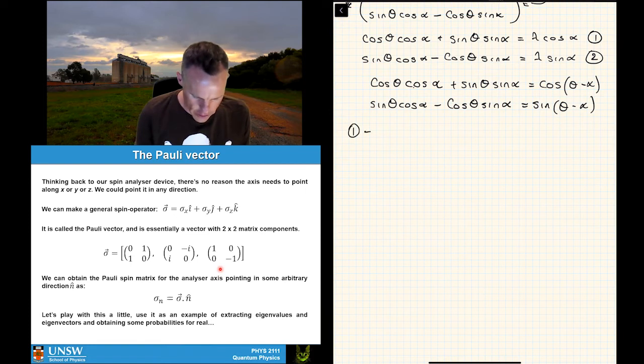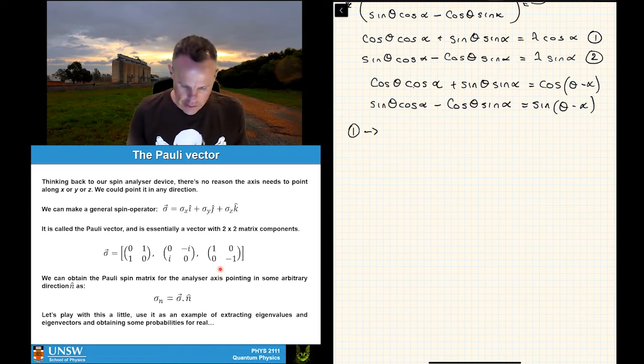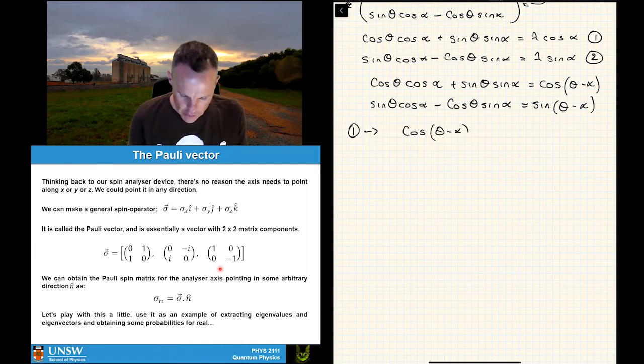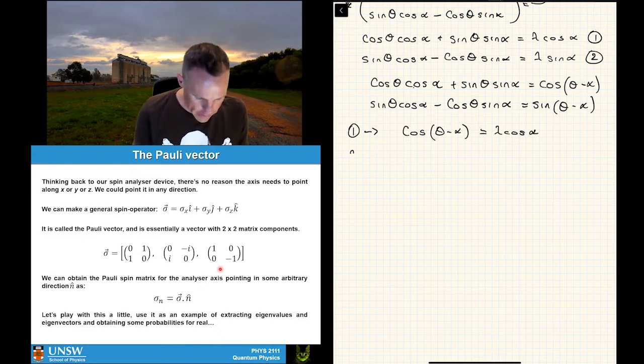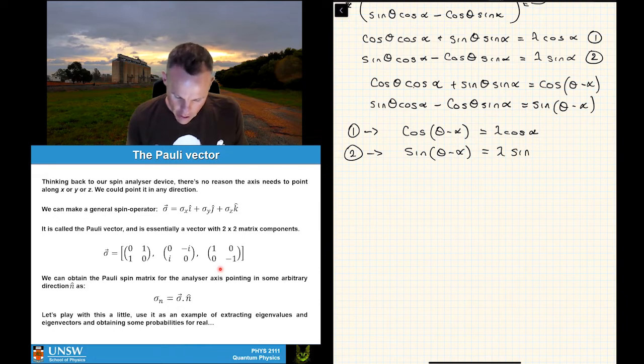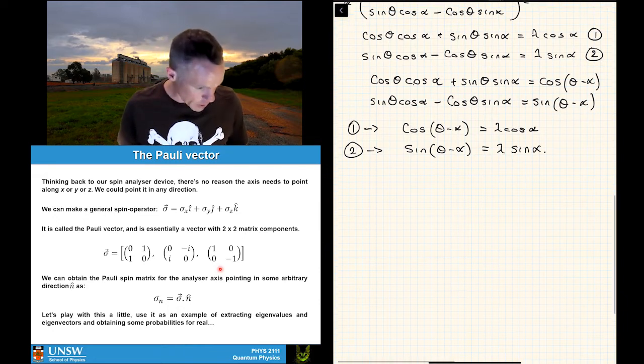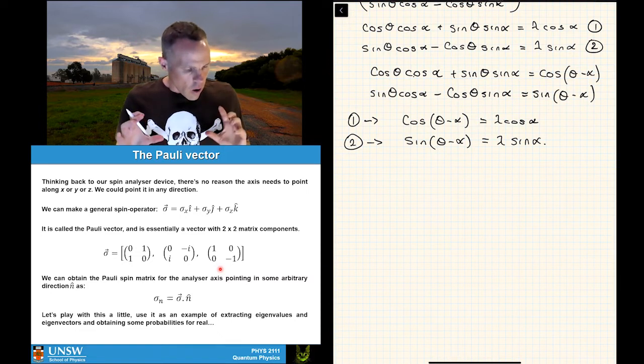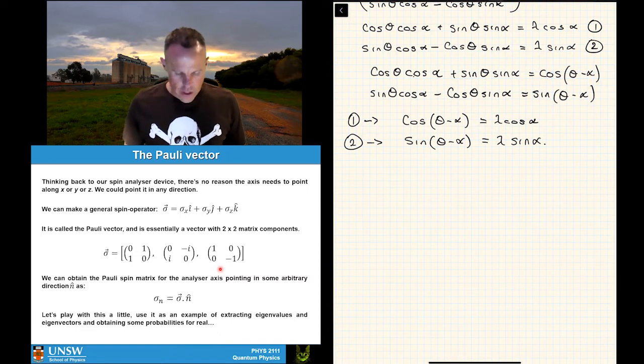Let's take equation 1, and we'll use this first relation to simplify it. So what we would have is cos of theta minus alpha is equal to lambda cos alpha. And then my second one, I'm going to call this sine of theta minus alpha equals lambda sine alpha. So I've still got two equations to work with here. What I can do is rewrite both of these equations in terms of lambda and make them equal to each other. So let's do that.